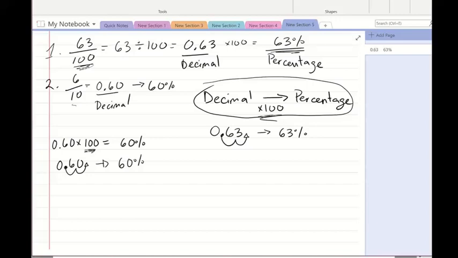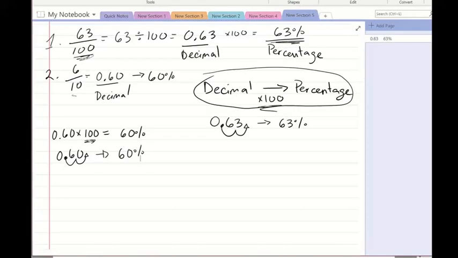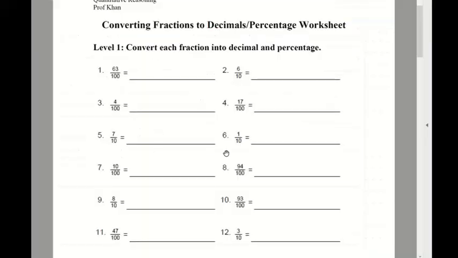Now, keeping that in mind, I want you to work on the rest of the first level: 4 divided by 100, 17 divided by 100, 7 divided by 10.